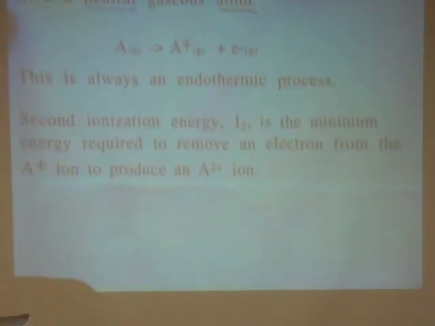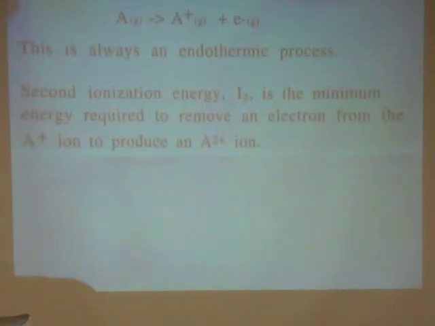The second ionization energy, I sub 2, is the minimum energy required to remove an electron from the whatever atom it is, positive 1 ion, to produce a positive 2 charged ion.